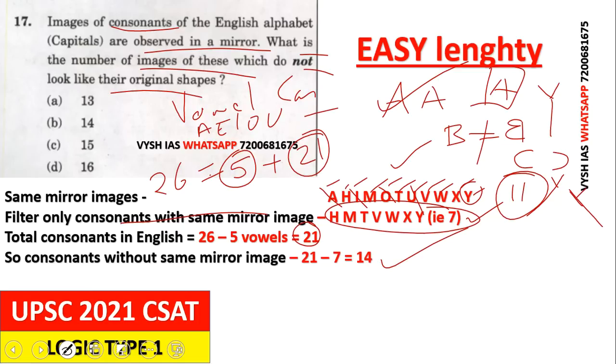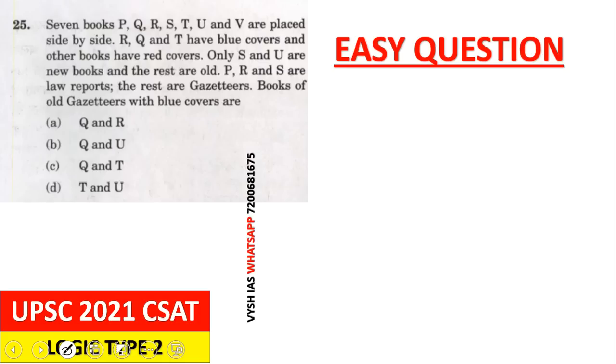Like the other letters, like J, these are all consonants which will look different in the mirror. So 14 of them are consonants and do not look like themselves in the mirror. Answer B. Now, this is one of the easiest questions which anybody can solve, even small children can solve.